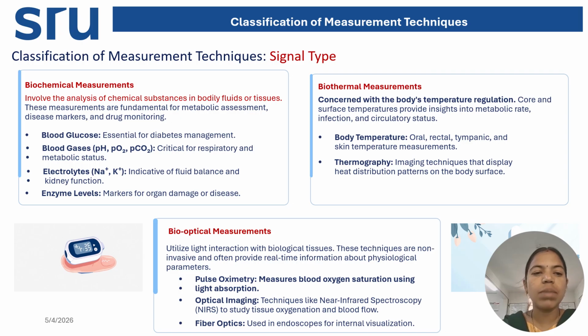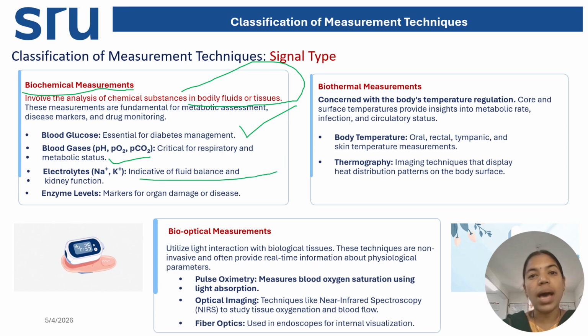Next, third category is biochemical measurements. It involves the chemical substances in the body, fluids or tissues. First one is the blood glucose, essential for diabetes management. Blood gases pH, PO2 and PCO2 are critical for respiratory problems and metabolic status. Electrolytes indicate the fluid balance and kidney function: Na plus and K plus electrolytes. Enzyme levels mark the organ damage or diseases. These are the biochemical measurements.